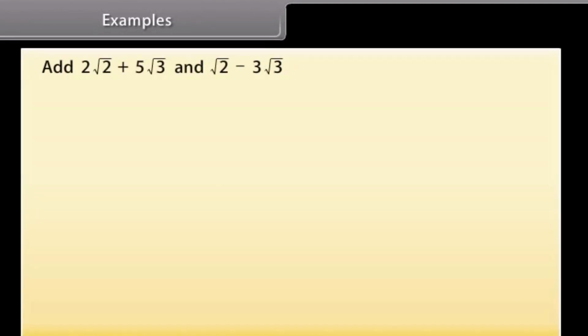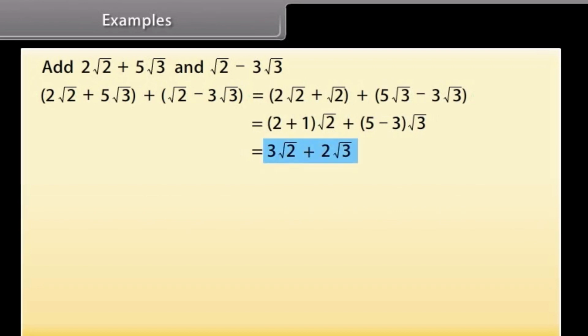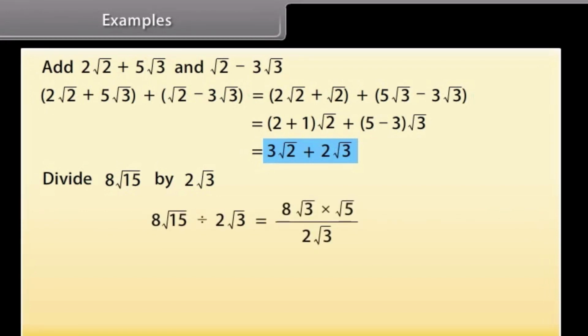Let's add 2 square root 2 plus 5 square root 3 and square root 2 minus 3 square root 3. We can write it in this way also. Hence, the answer we get is 3 square root 2 plus 2 square root 3. Let's now divide 8 square root 15 by 2 square root 3. We will write it in this way. We can write 8 square root of 15 as the product of 8 square root of 3 and square root of 5. Hence, the answer we get is 4 square root of 5.